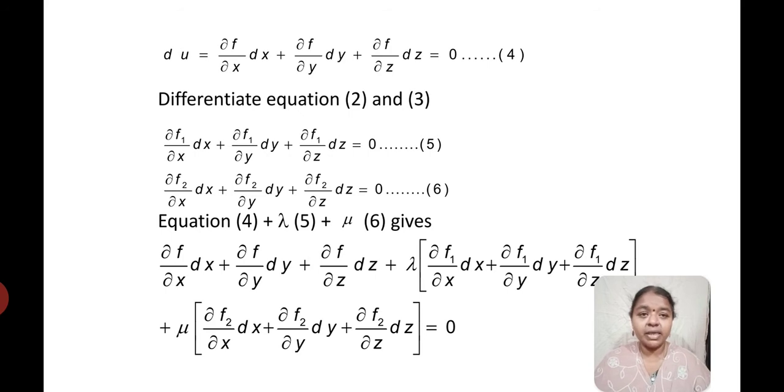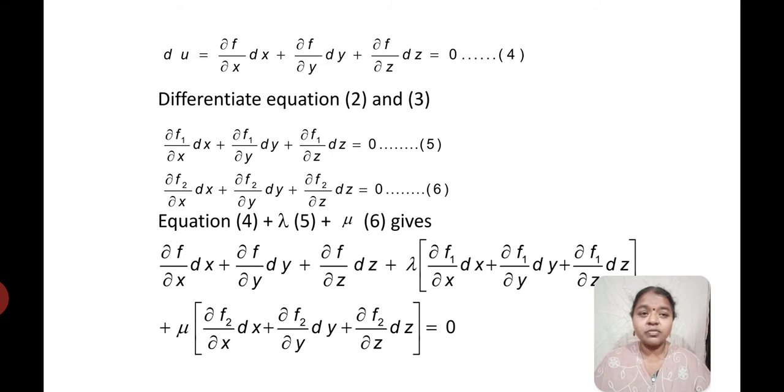So we would be getting du is equal to dou f by dou x into dx plus dou f by dou y into dy plus dou f by dou z into dz. This is equal to 0. Now let me differentiate equation 2 and 3 on the same basis. I get dou f1 by dou x dx plus dou f1 by dou y into dy plus dou f1 by dou z into dz is equal to 0, which becomes equation 5, and dou f2 by dou x dx plus dou f2 by dou y into dy plus dou f2 by dou z into dz becomes 6.